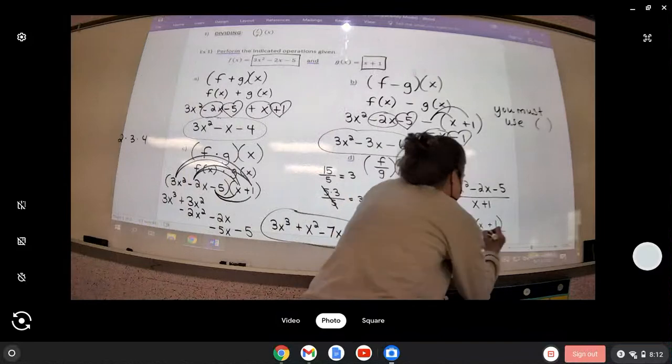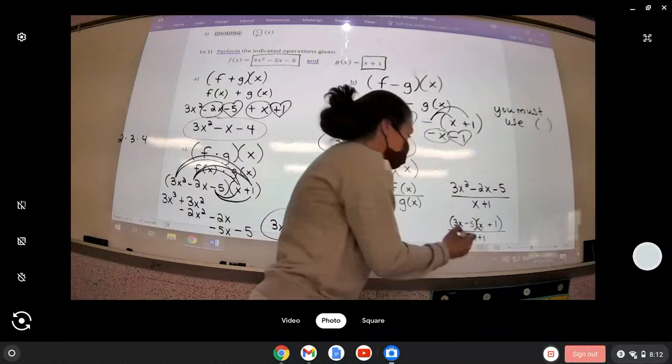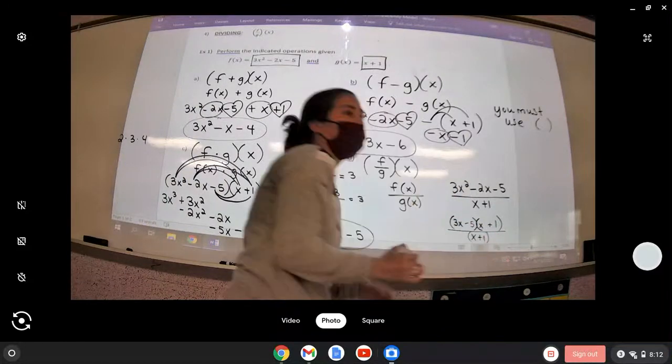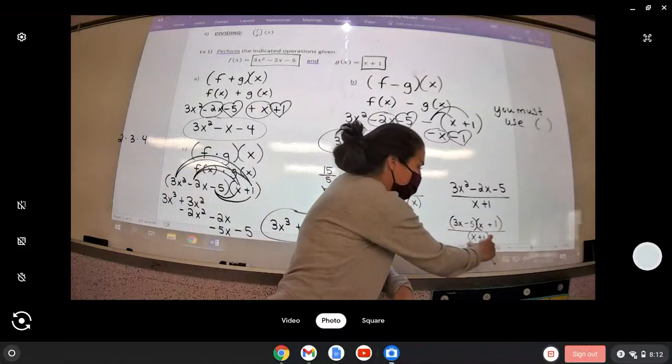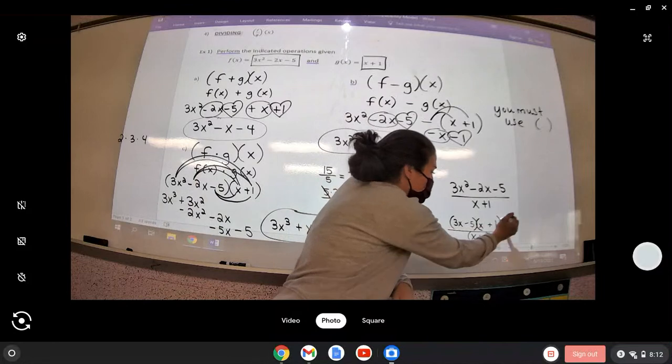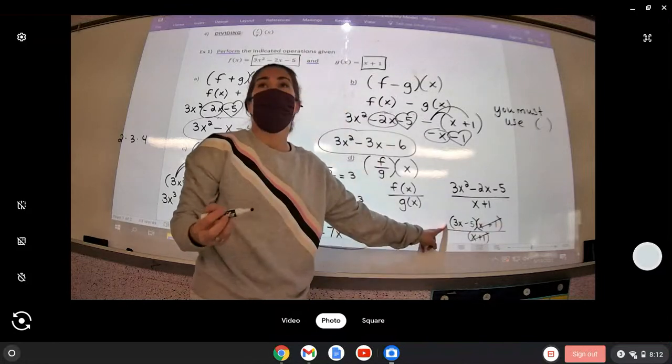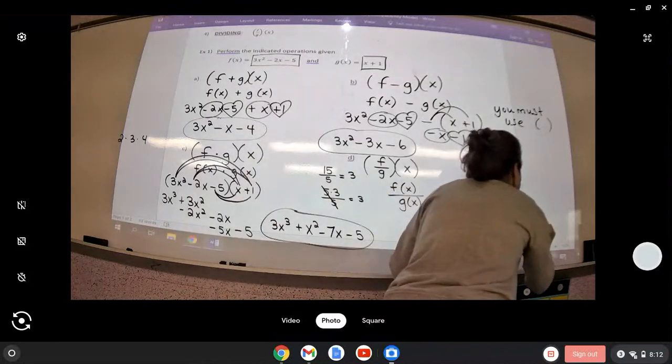All right, and now it's being divided by x plus 1. So guys, that's a factor of x plus 1. So now, what happens to an x plus 1 on top and an x plus 1 on bottom? They'll cancel, and I'm just left with 3x minus 5 on top.